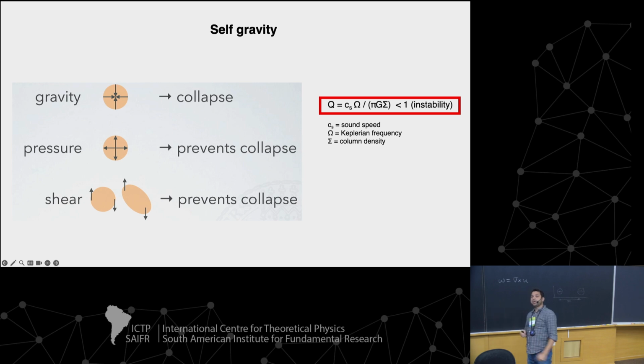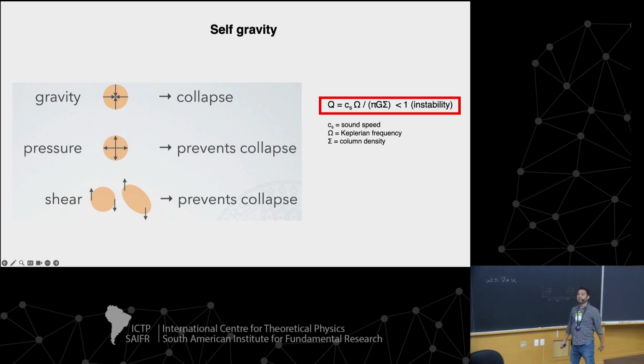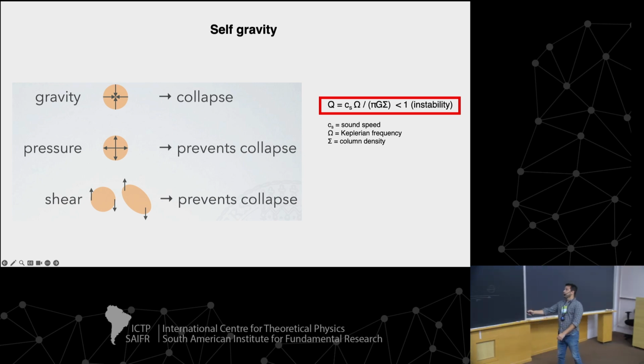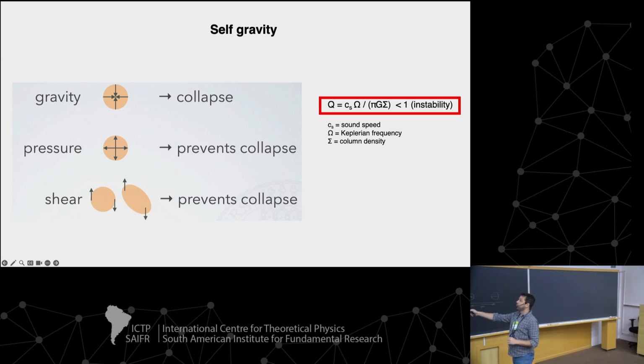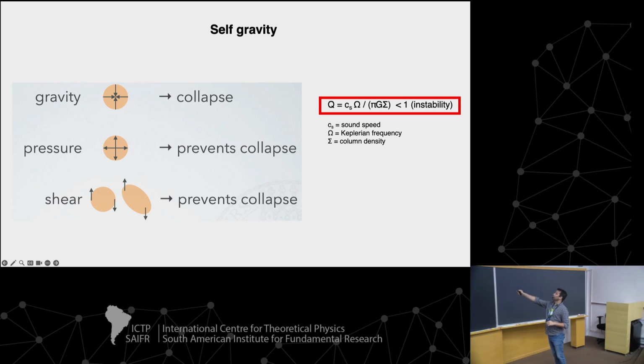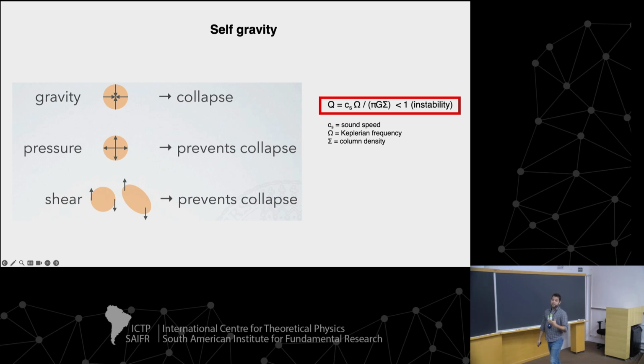And you shear away the blob, and it's going to be dispersed. So to achieve gravitational collapse, gravity has to win against both of these two processes, against both pressure and shear. So this Toomre Q quantity is exemplifying this, is embodying this.